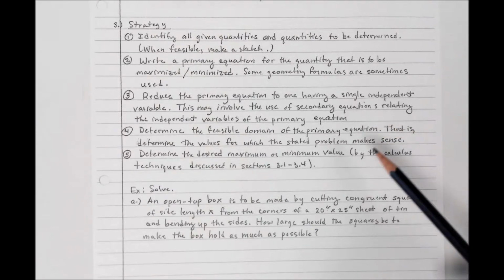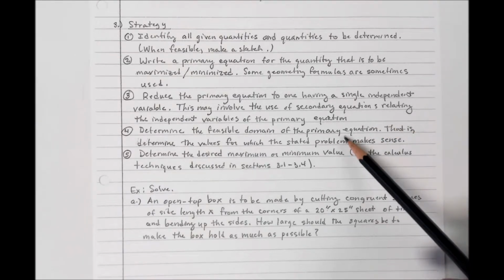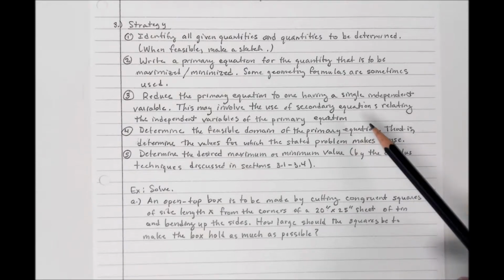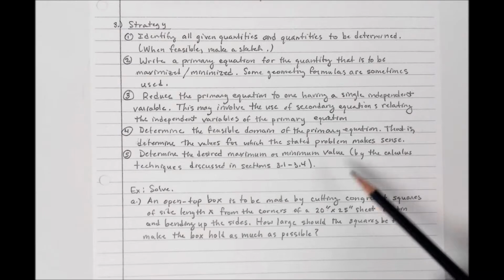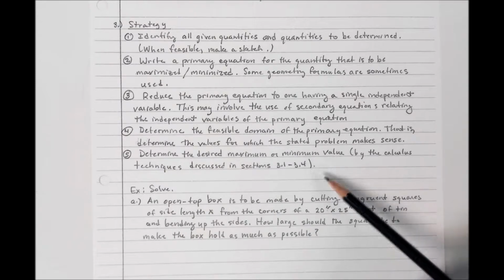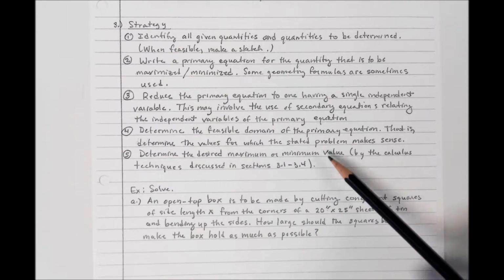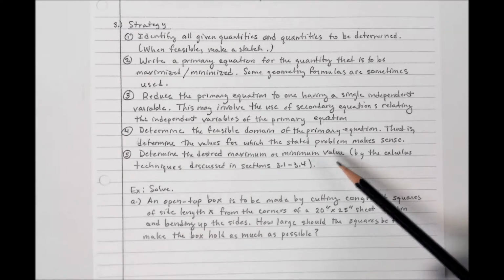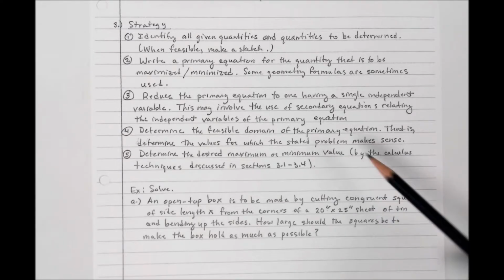Then, make sure of your domain. I did that in both of the first 2 examples, so that you're not using values that don't make sense. And then, of course, find the max and the min, using what we've learned in the first half of chapter 3. Again, definitely show either the first or the second derivative test so that you are backing up that it's maximum or that it's minimum. Okay?